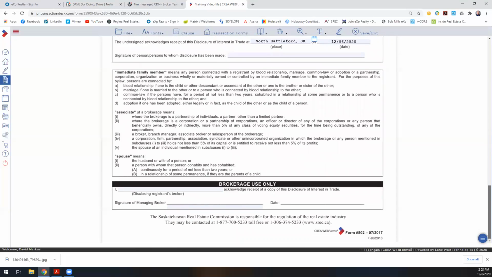Then right at the very end of the form, you'll notice that there's also a spot for the broker's signature. And this is the disclosing registrant's broker. So if an EXP agent is disclosing, then you're going to send that to me to sign that off for you. Otherwise, if you are receiving one of these because someone on the other side of the transaction is making the disclosure, the registrant broker on the other side would be signing that.